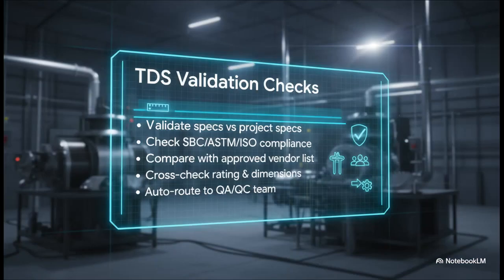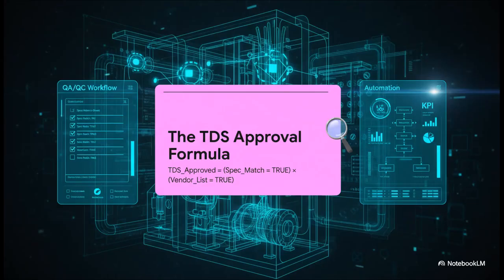So, during this review, your team basically becomes a critical gatekeeper. They're not just mindlessly ticking boxes, they are asking some really tough questions. Do the specs on this sheet perfectly match what the project demands? Is this thing compliant with codes like ASTM or ISO? Is this vendor even on our pre-approved list? Every little detail from ratings to dimensions to its origin gets scrutinized before it ever gets passed on to the QA/QC team.